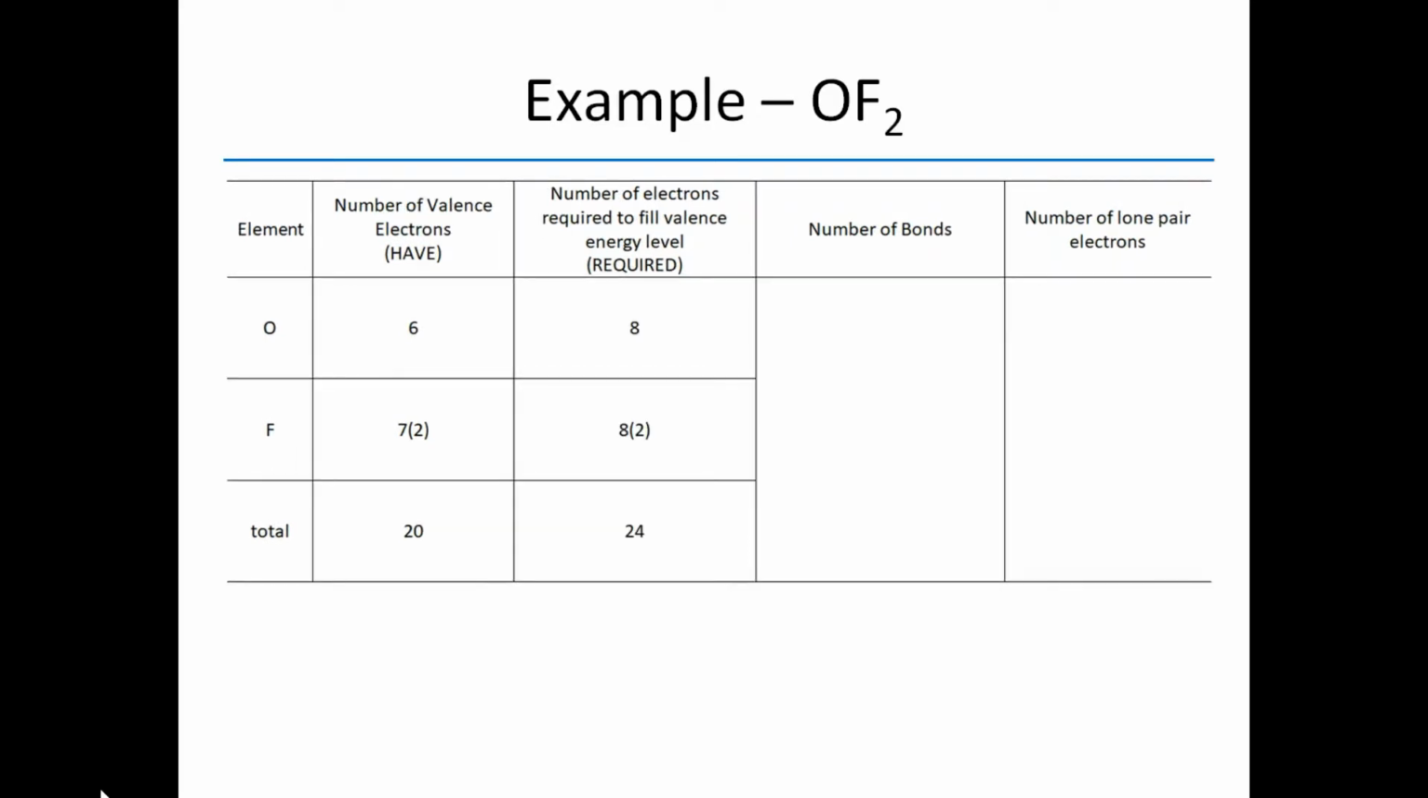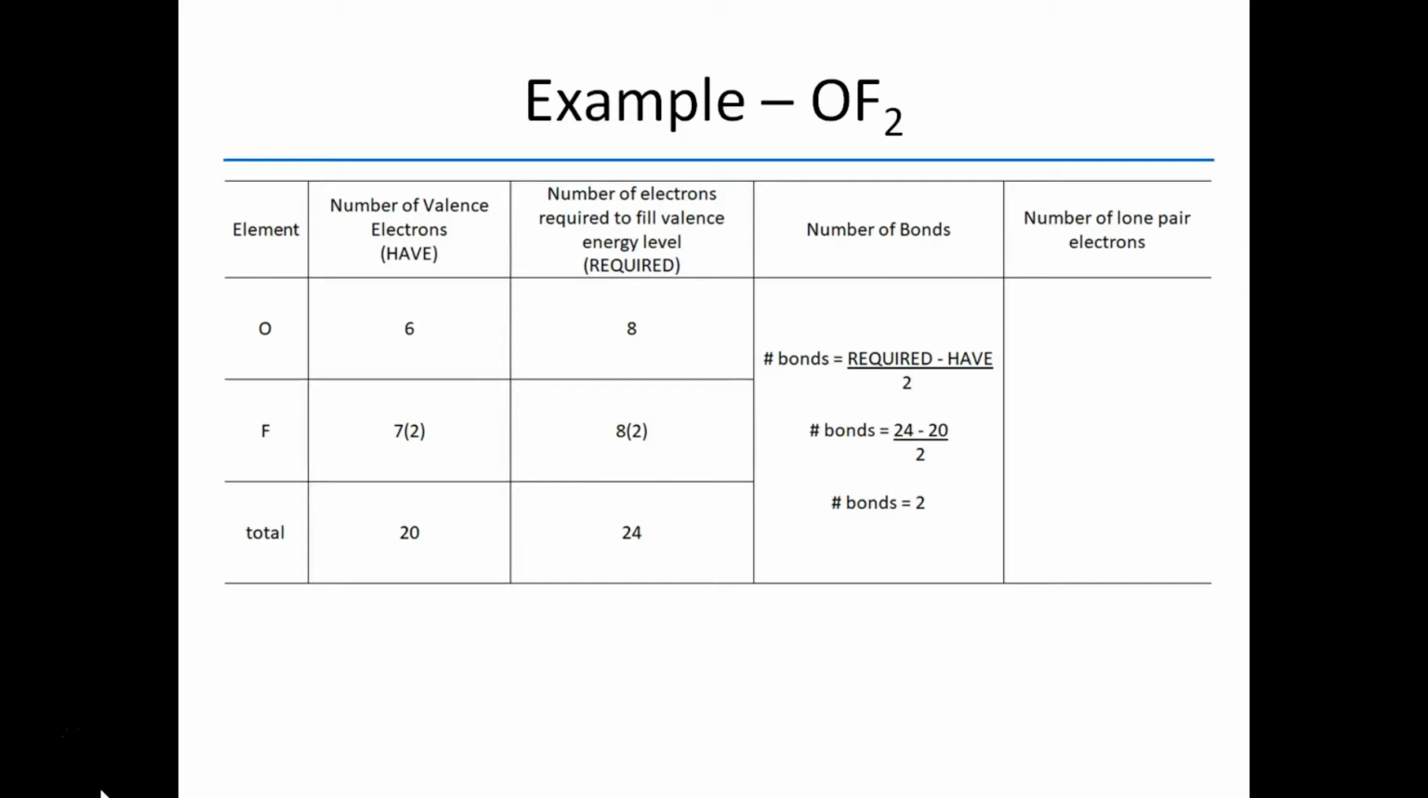Now, if they were both to fill their valence energy level, then oxygen would have 8 in its valence energy level, and each of the fluorines would also have 8. So as a result, we require 24 to fill the valence energy level of each of our atoms, but we only have 20. So that means that they're going to have to form a number of bonds.